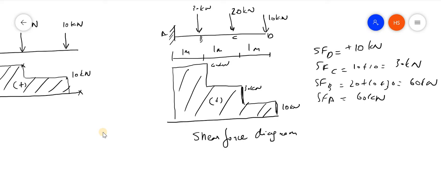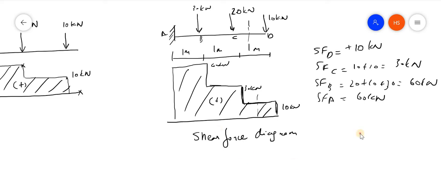Here we have considered only what load? A concentrated load. From C to D, the shear force at any section will be 10 only, because there is no intermediate load. So for a concentrated load, the shear force diagram will be a constant line like this. That is a shear force diagram.